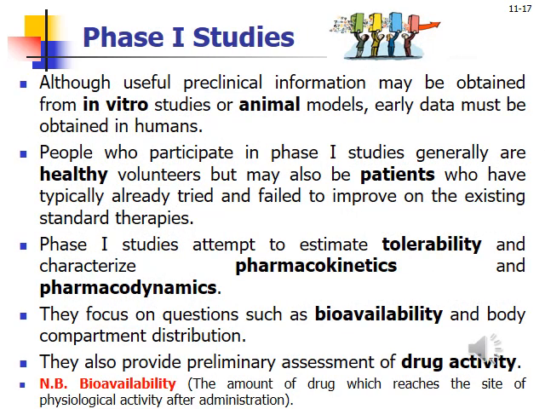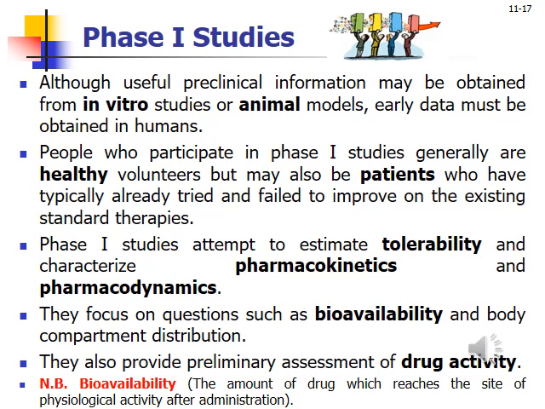Phase 1 studies. Although useful preclinical information may be obtained from in vitro studies or animal models, early data must be obtained in humans. People who participate in Phase 1 studies generally are healthy volunteers, but may also be patients who have typically already tried and failed to improve on the existing standard therapies.